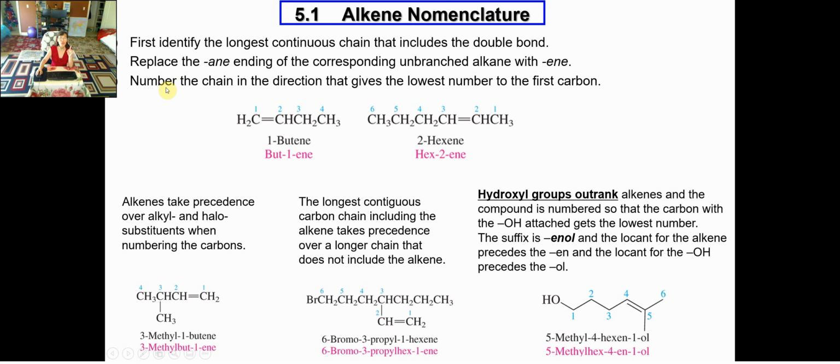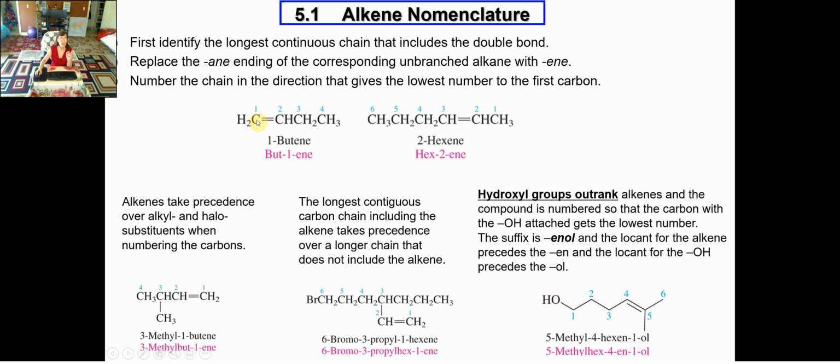And then you are going to number the carbon chain in the direction that gives the lowest number to the first carbon, to the double bonded carbon. Normally you put your double bonded carbon at the smallest locant. For example, I have this molecule. I have carbon 1, 2, 3, 4. How do you name the carbons?